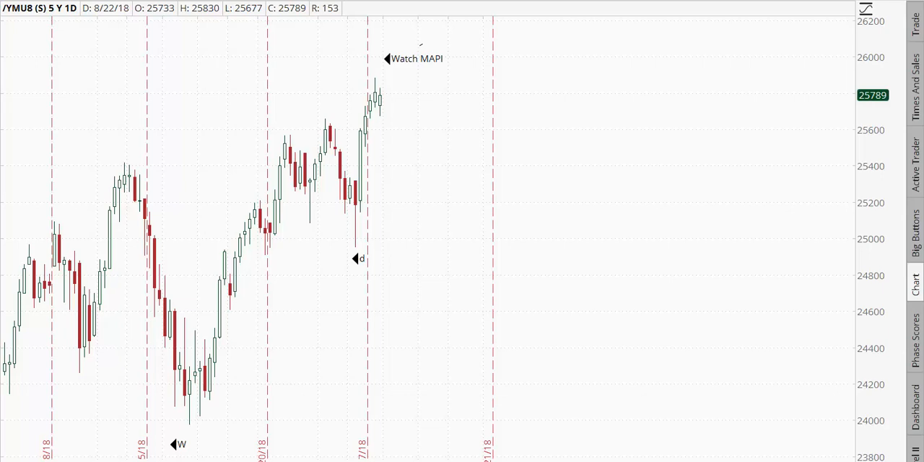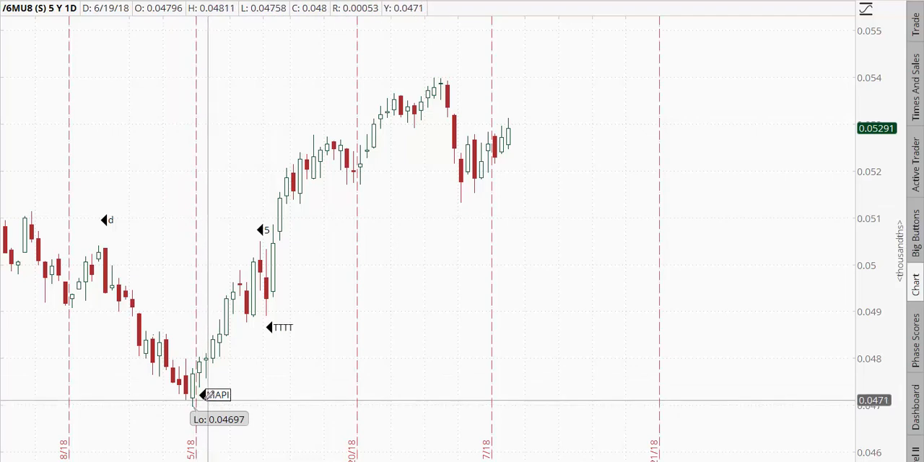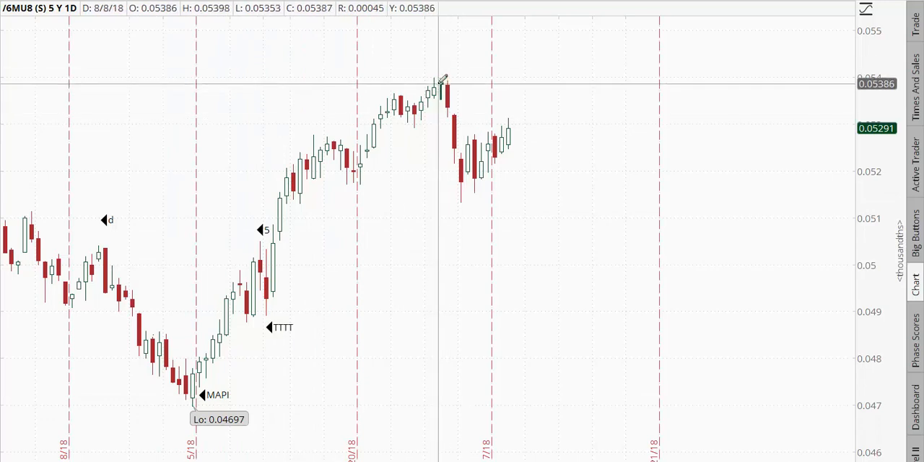Let me show you an example of a real easy to recognize major pivot. Okay, here we go. Here we have the major pivot indicator, okay? And notice that price went up rather nicely.